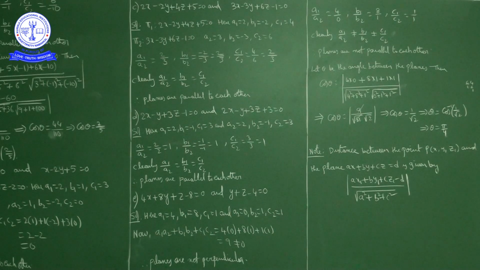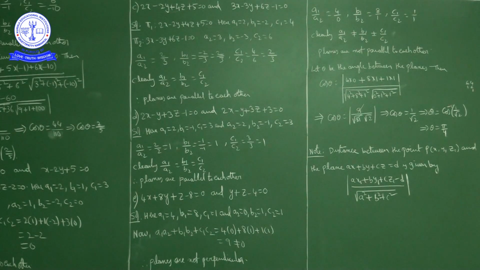Now here I'll check whether the given planes are parallel or not. First of all, I'll calculate a1 by a2, b1 by b2, and c1 by c2. a1 is 2, a2 is 3, so a1 by a2 is 2 by 3. Next, b1 is minus 2 and b2 is minus 3. Minus 2 by minus 3 is nothing but 2 by 3. Next, c1 by c2 is 4 by 6. If you cancel 2 in numerator and denominator, c1 by c2 is 2 by 3.